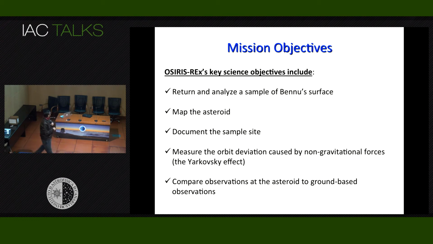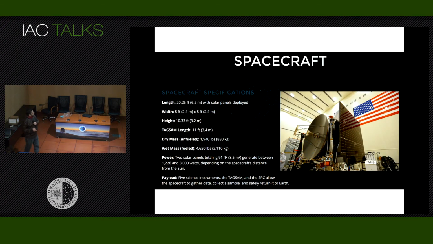And this is very important. Understanding this effect, which is called the Yarkovsky effect, is very important to predict the evolution of the orbit of an object like Bennu, and to predict if it could impact or not in the future. And also because it can be used to deflect the orbit of the asteroid, but that is another story. And finally, compare the observed with ground-based. The spacecraft. This is OSIRIS-REx.